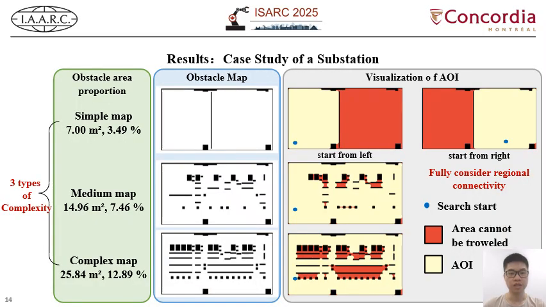We tested three maps of different complexities: simple, medium, and complex, with obstacle area proportions of 3.49%, 7.46%, and 12.89% respectively. The AOI delimitation results are all competent, and the simple map test shows that the algorithm can fully consider regional connectivity of the obstacle map.